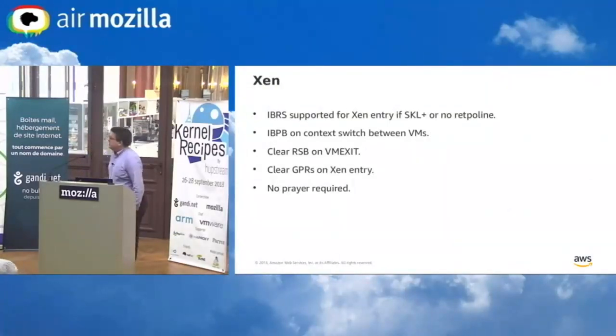In Xen, we're doing slightly better. We do use IBRS in Xen for Skylake, or if we've built without a Retpoline compiler. We'll always do the full flush on context switch between VMs because it's a little bit more clear cut there than various different Linux user space context switches. We clear the RSB on VM exit, and likewise the defense in depth thing of just clearing the GPRs. So Xen is somewhat better off in that respect.